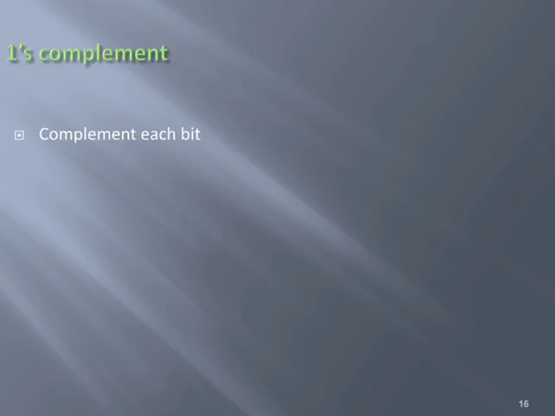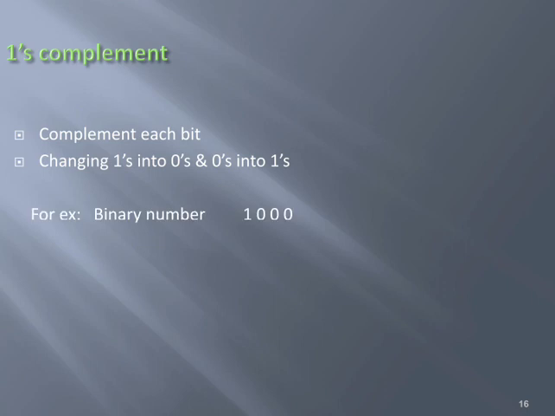Coming to the ones complement representation of a binary number, it means making ones as zeros and zeros as ones. That is the meaning of complement. It is inversion. Changing ones into zeros and zeros into ones will give you the ones complement of a given binary number. For example, I am considering the binary number 1000, and its ones complement will give you 0111. Simply changing ones into zeros and zeros into ones will give you the ones complement representation of a given binary number.